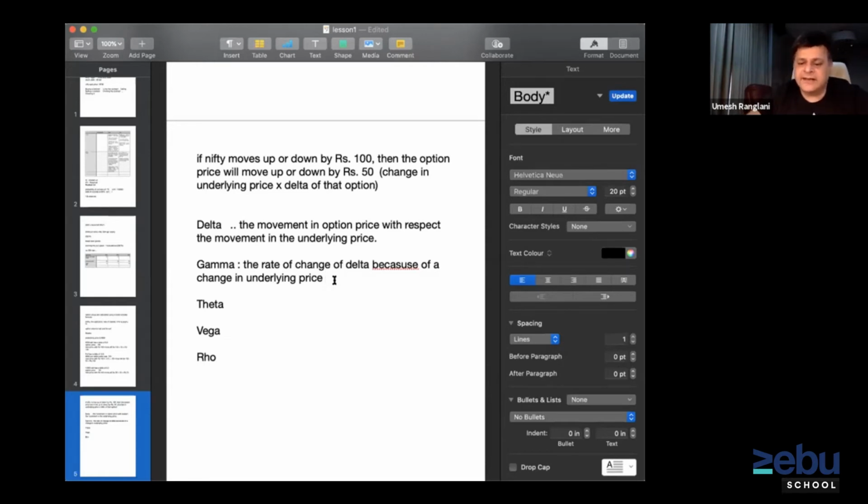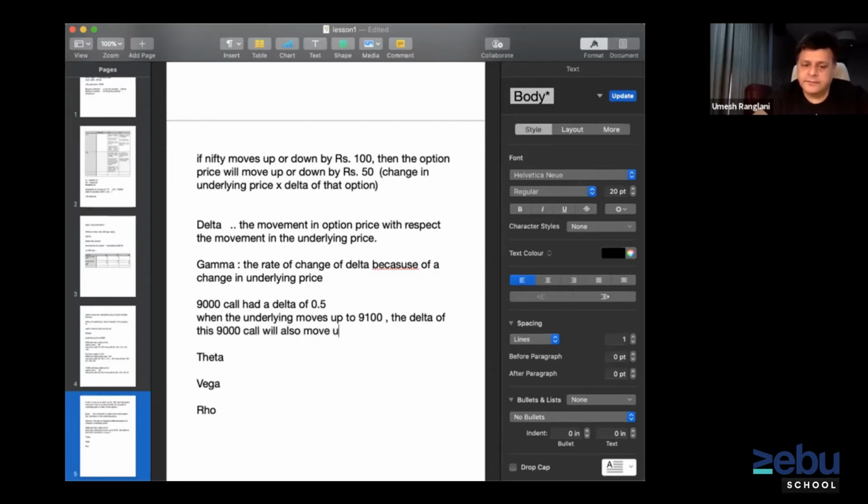So by this, what do we mean? Now we know that the 9,000 call had a delta of 0.5. When the underlying moves up to 9,100, the delta of this 9,000 call will also move up to maybe 0.55 or 0.6. What does this mean actually? What do you mean by delta? We say that it is how much an option price will move because of a change in the underlying.